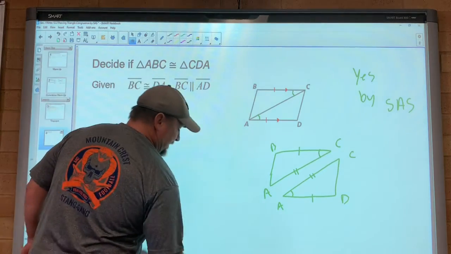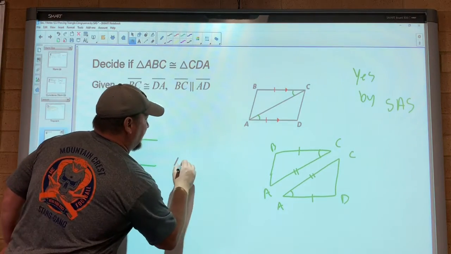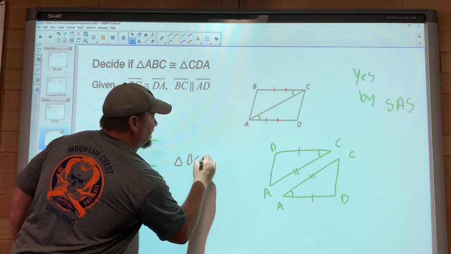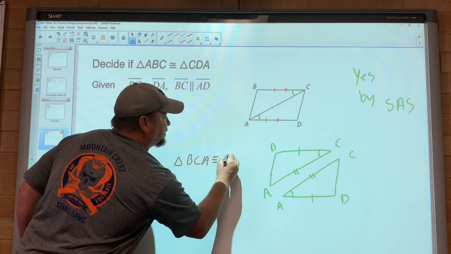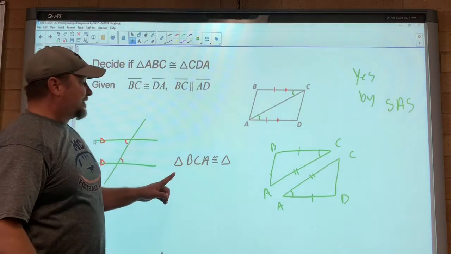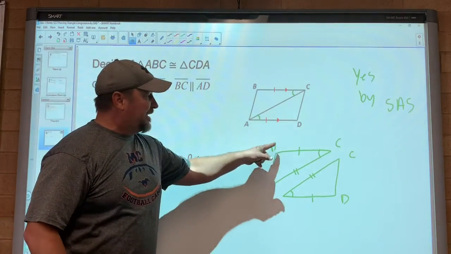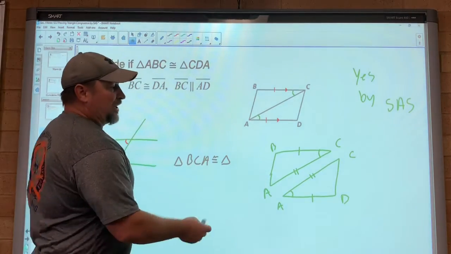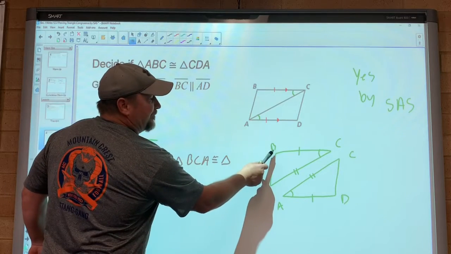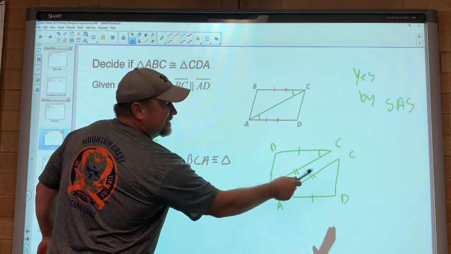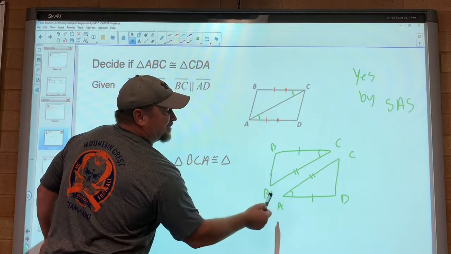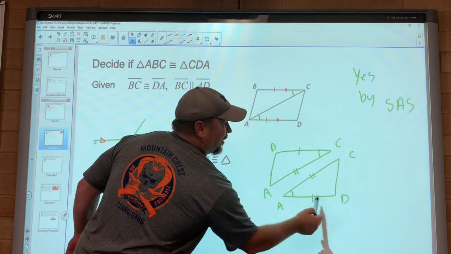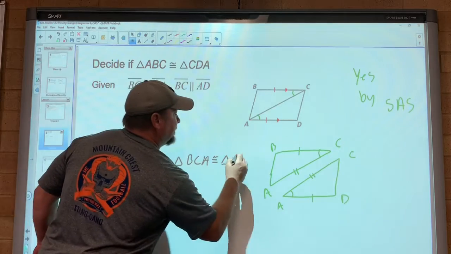So if I say, I'll do this in black, triangle BCA, that will be congruent to, now watch, and we've got to match it up correctly. If I say BCA, so watch what I do. I'm looking at B, I'm going to find the letter that matches B. So there's 1 mark to nothing, so go find 1 mark to nothing, that's D.